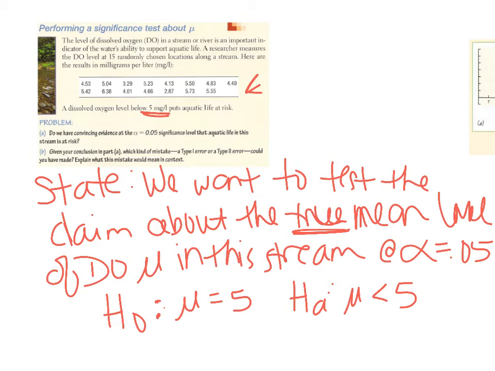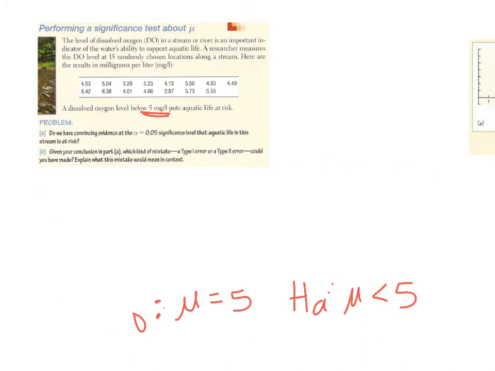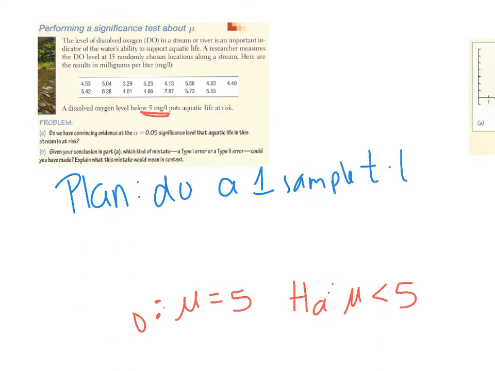So as I move into step 2, I need to go into my planning stage. Let's get rid of all this stuff. Okay. So step 2 is the planning. One of the things we need to keep in mind is we need to say what we're going to do. Okay, so I'm going to do a 1 sample t-test for mean if the conditions are met.